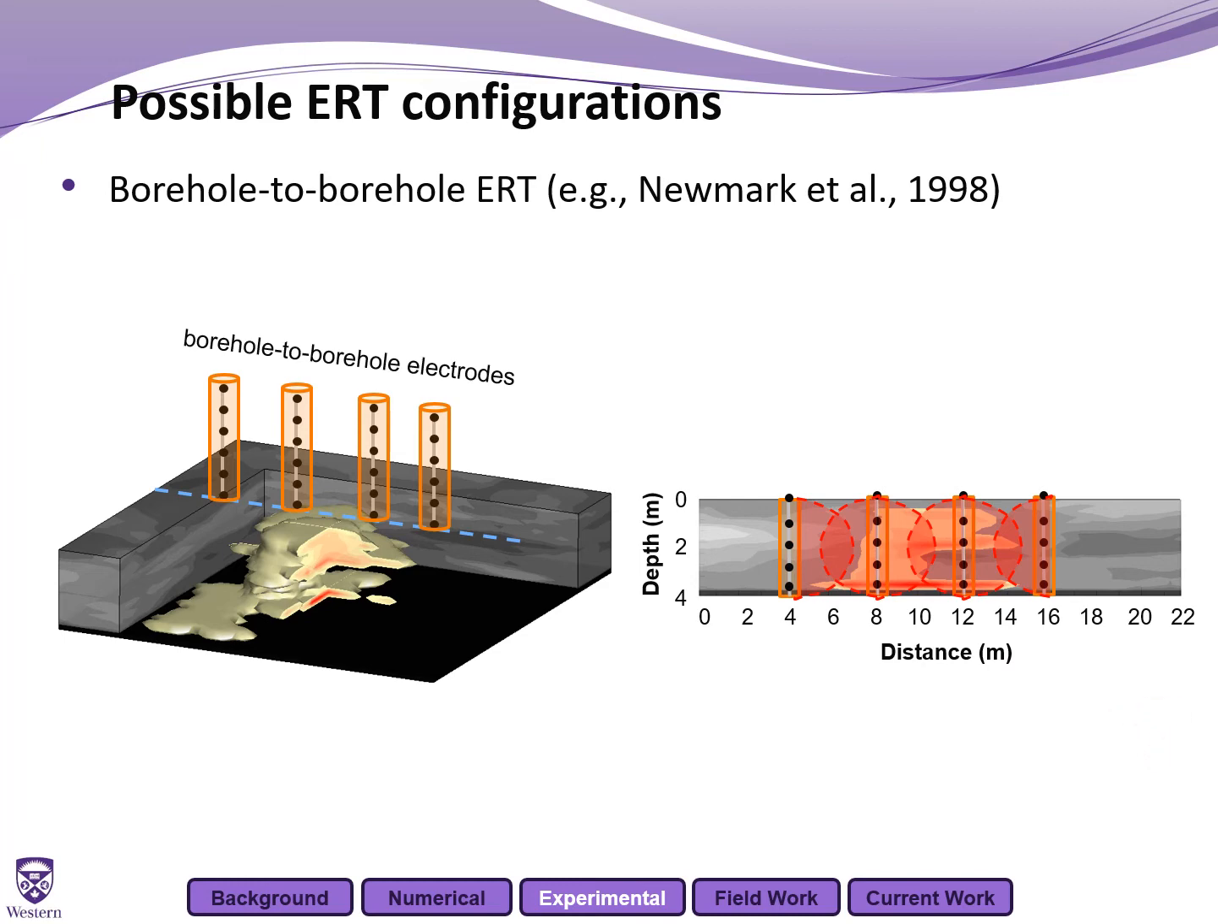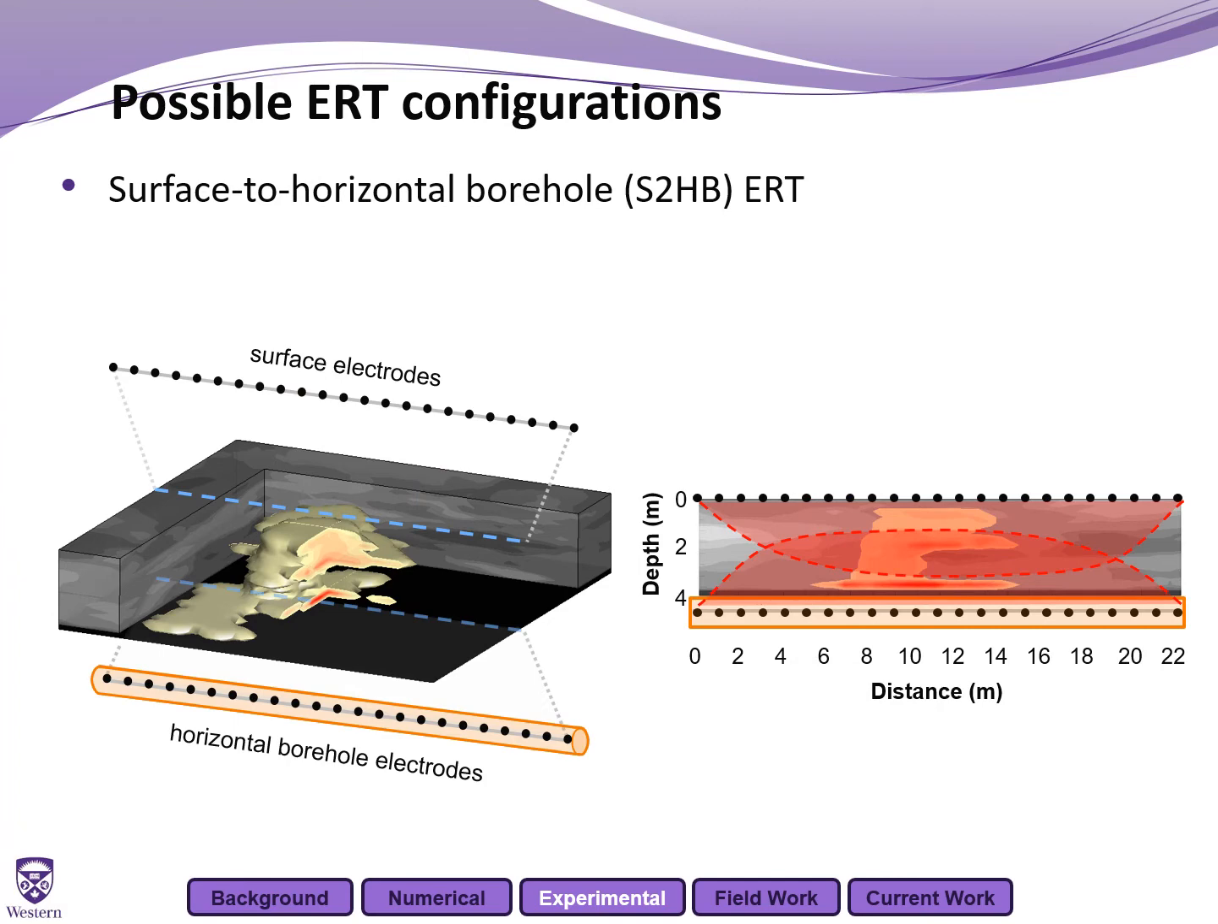So again, while it's traditionally an alternative to surface ERT, crosshole ERT also has its limitations, particularly for a DNAPL site. So this led to the motivation of a surface to horizontal borehole ERT configuration, where we place electrodes in a horizontal borehole beneath the DNAPL source zone and use a combination of surface and horizontal borehole ERT to optimize and increase that resolving ability of the DNAPL.